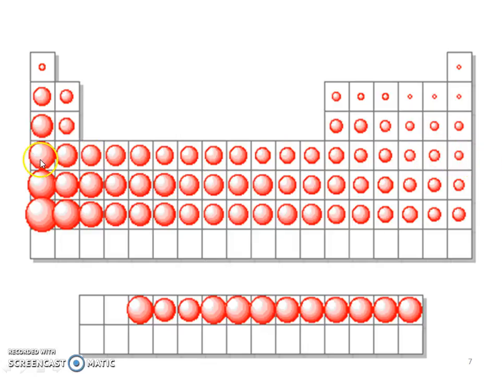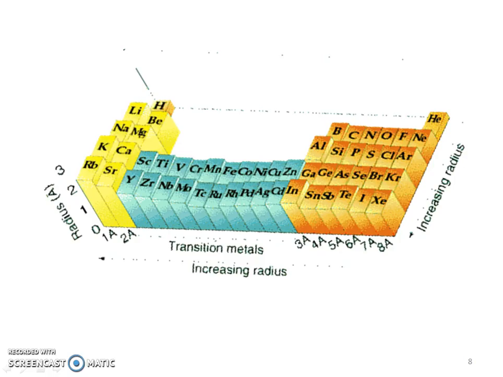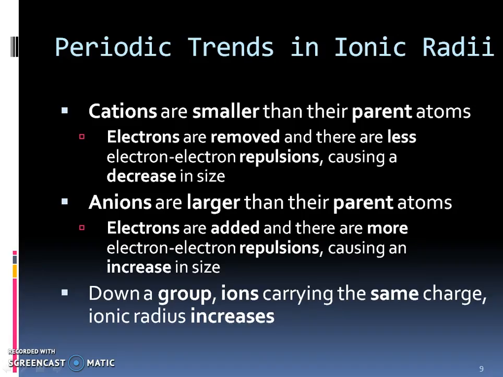Why? Because you have less proton-electron attraction here versus all the way over here on those nonmetals. You have more protons and more electrons attracted to each other. So the attraction is going to bring them in. And here's just another visual to get you to understand the atomic radius and the trends.